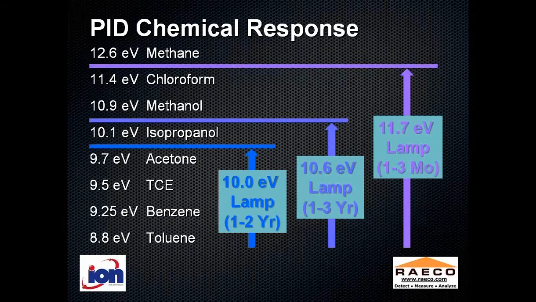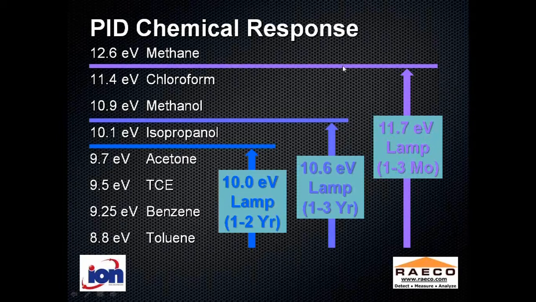Here's another schematic of how these systems work. The ionization energy is what I've listed here for these various compounds in increasing order. This is the energy it takes to kick an electron off of the molecule. And with a 10.0 eV lamp, you can measure anything with an ionization energy less than the energy output of the lamp. So I can measure all of these compounds beneath this blue line. The 10.6 lamp is the most commonly used lamp. It goes a little deeper into the UV and will measure everything below this line. So it would include isopropanol, whereas the 10.0 lamp would not include isopropanol.